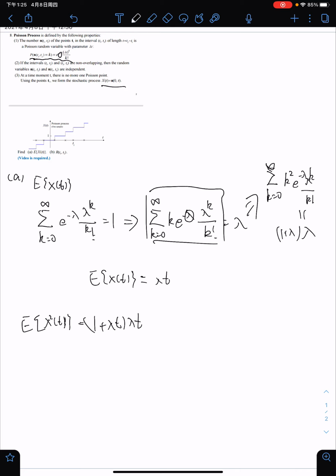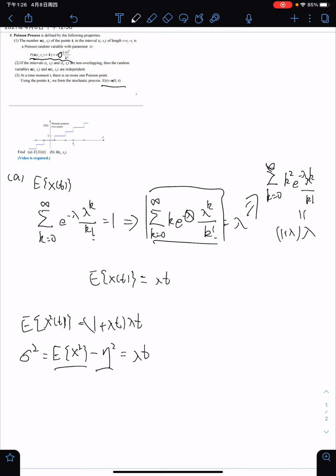And the covariance equals the expected value of the square minus the square of the expected value. Because we have got two values, we can get the result is lambda t.